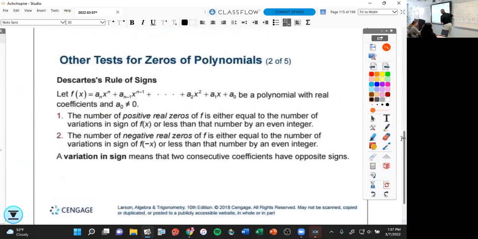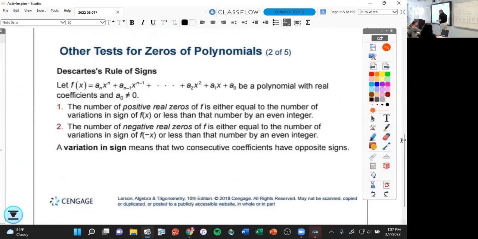Here's the wordiness of the Descartes rule of signs. I've got a polynomial. This is an nth degree polynomial. It has real coefficients. The leading a sub 0 is not 0, meaning the constant is a real number. The number of positive real zeros is equal to the number of variations of the sign or less than that number by an even integer. What the heck did I even say?